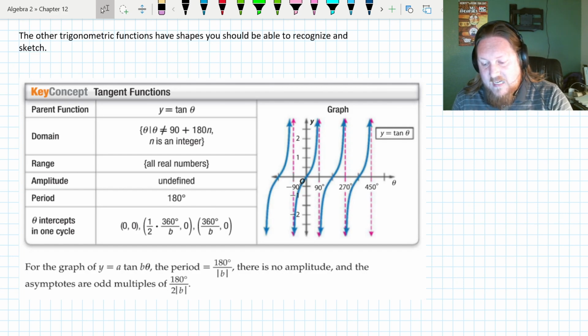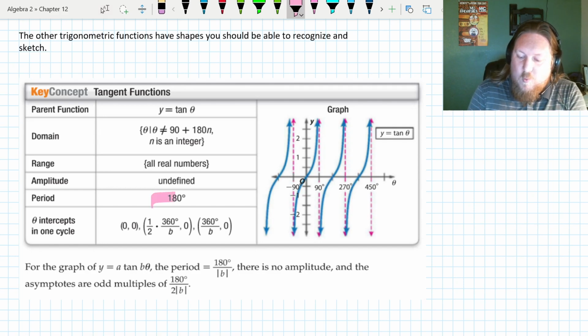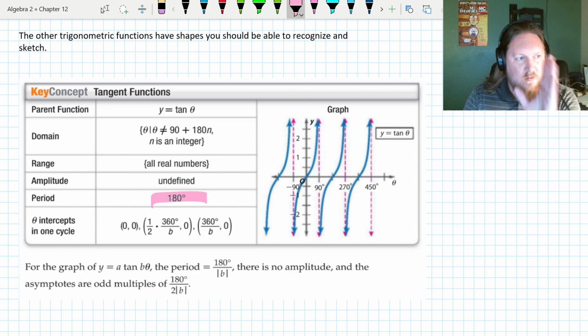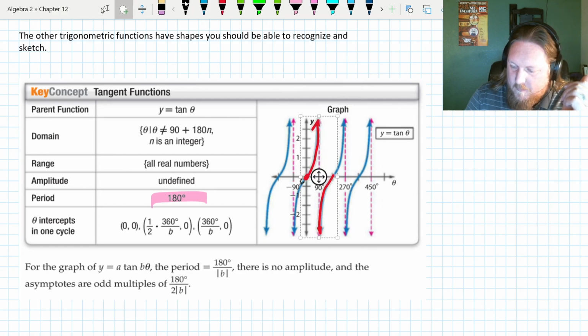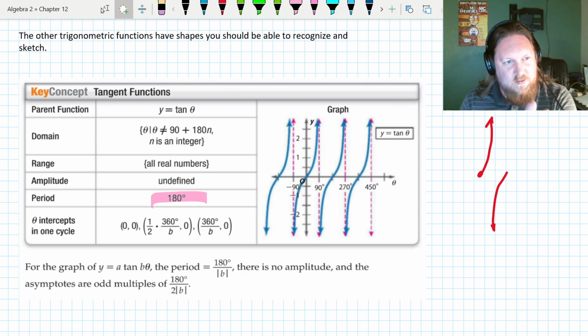A big thing about tangent is the period this time is 180, and it's kind of a different situation here. It usually isn't from 0 to 180, though it could be. I'll highlight here from 0 to 180, and I'll pull that shape out so you can see it away from the graph there. That could be the shape, but we usually don't think of tangent as that kind of function with the asymptote right in the middle there.